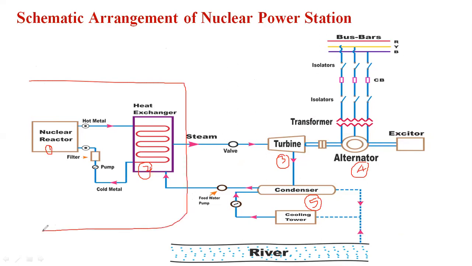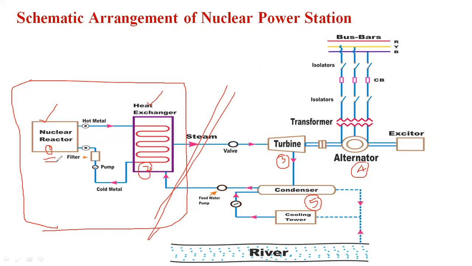Instead of the boiler in the thermal power plant, it is replaced by the nuclear reactor and heat exchanger in the nuclear power plant. The remaining working principle is the same. In the nuclear reactor, the heavy element fuel we are using is uranium-235, and the fission process occurs in the nuclear reactor. The shape is cylindrical.